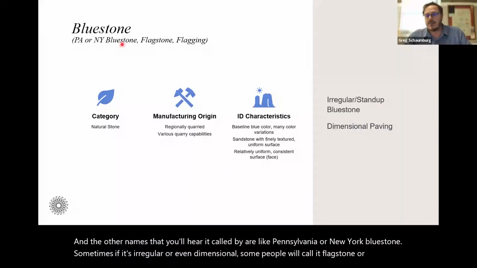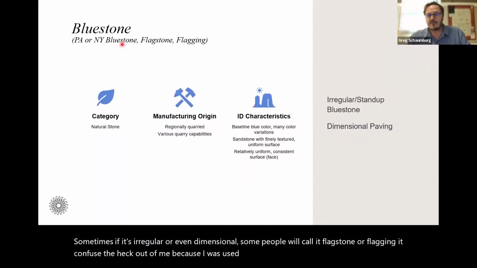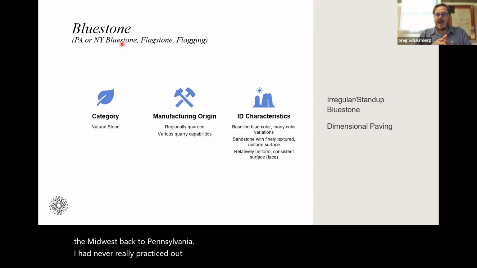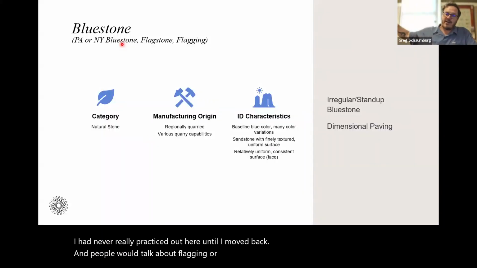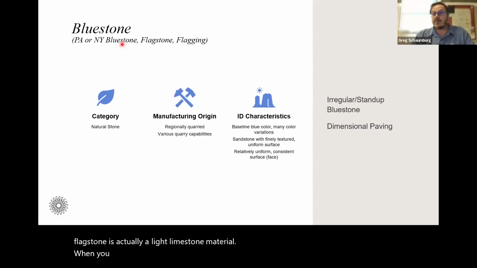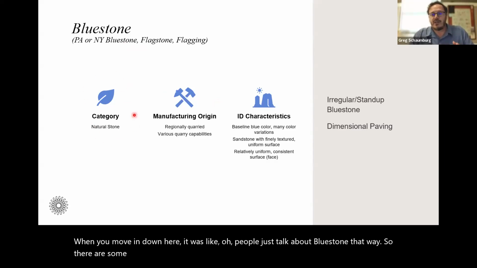It confused the heck out of me because I was used to calling it bluestone when I moved from the Midwest back to Pennsylvania. I had never really practiced out here until I moved back, and people would talk about flagging or flagstone. Well, in the Wisconsin area, flagging and flagstone is actually a light limestone material. When you move out here, people would just talk about bluestone that way. So there are some local colloquialisms that you hear about when you get into it.